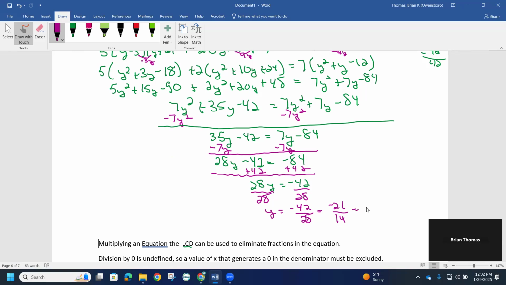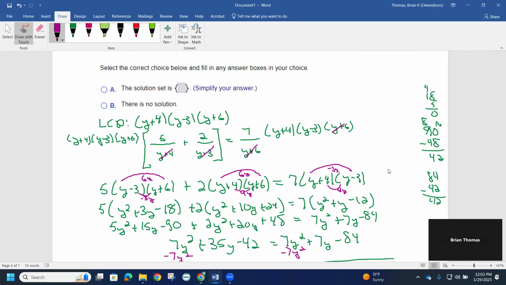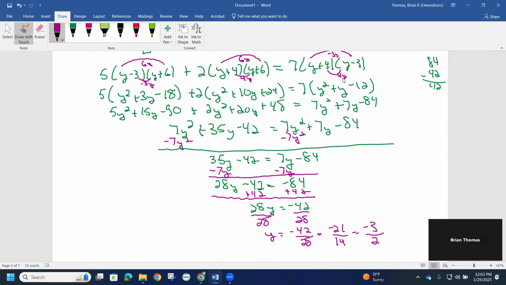It looks like there's a 7 in common there. If I take a 7 out, that turns into a negative 3, and that's going to turn into a 2. So our solution becomes negative 3 halves. So there is a solution, and it is going to be negative 3 over 2. So that's our solution set notation. If we have a solution set notation, only the value of x goes inside the set notation, so negative 3 halves.